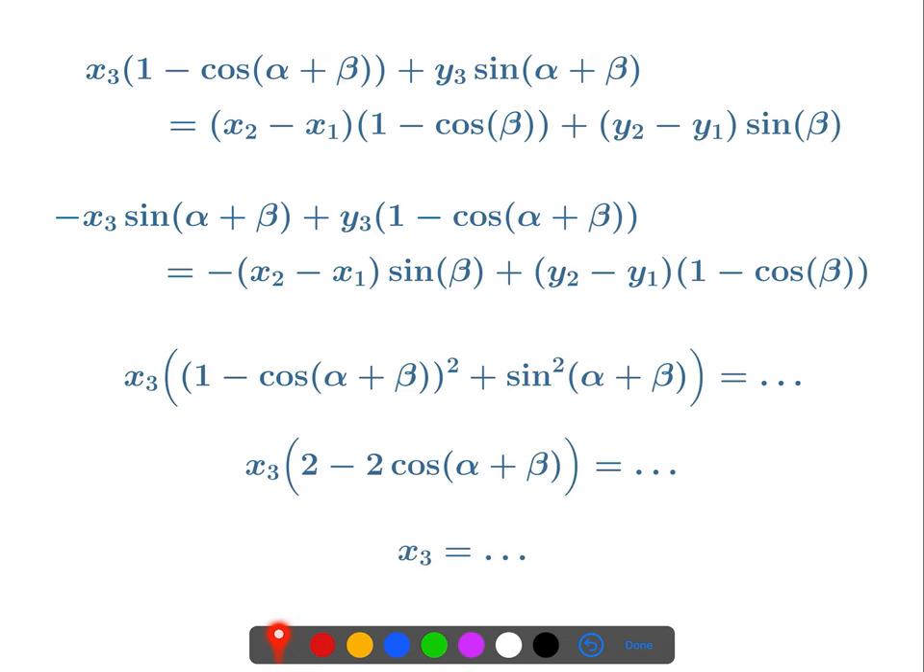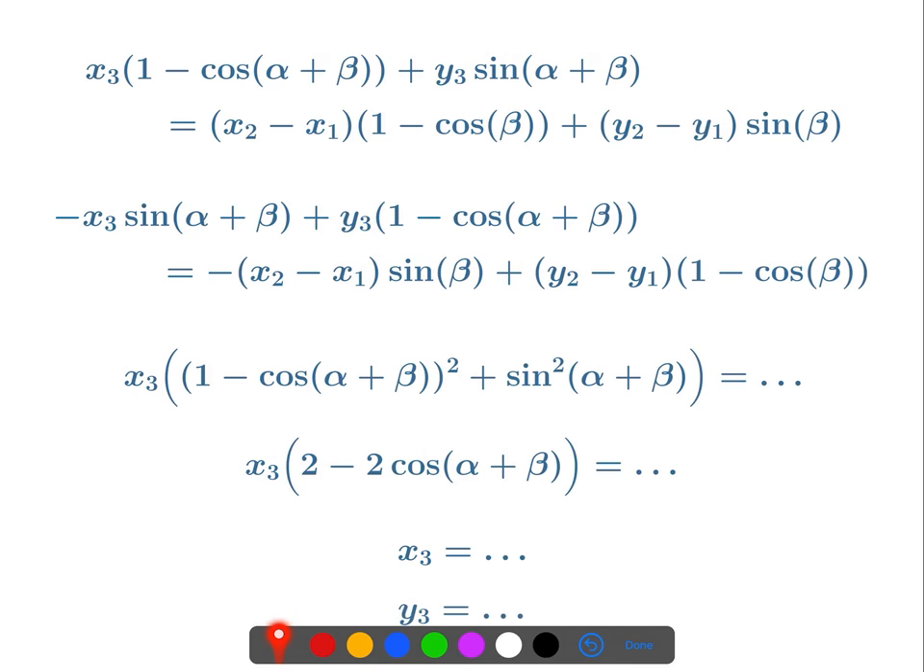So we get x3 equals something, but I can just go back to this equation. So I have an x3 value, bring this on the other side. 1 minus cosine of alpha plus beta, again, can't be 0 because alpha plus beta is not a multiple of 2 pi. So I can divide by this and solve for y3. So I can get y3 and x3.